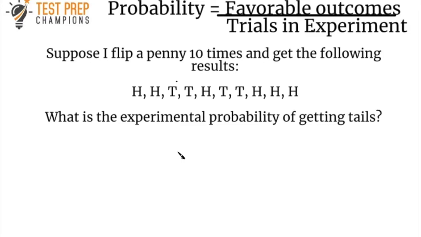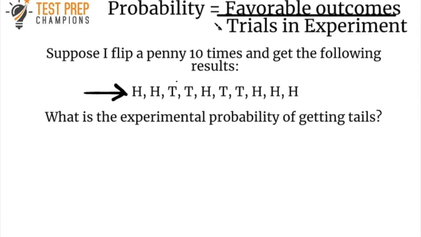So here's an example now for the experimental probability. In this case, what I want you to do is suppose that I take a penny and I flip that penny 10 times, and I get the following results, which I have written down for you right here. On the first flip I get heads, second flip I get heads, third flip I get tails, then I get tails, heads, tails, tails, heads, heads, heads. So I want you to tell me, what is the experimental probability of getting tails?